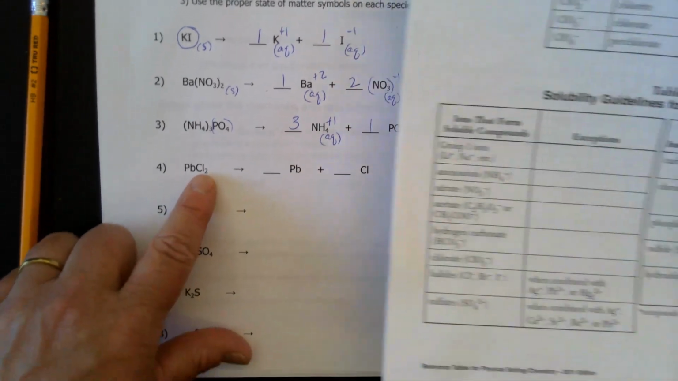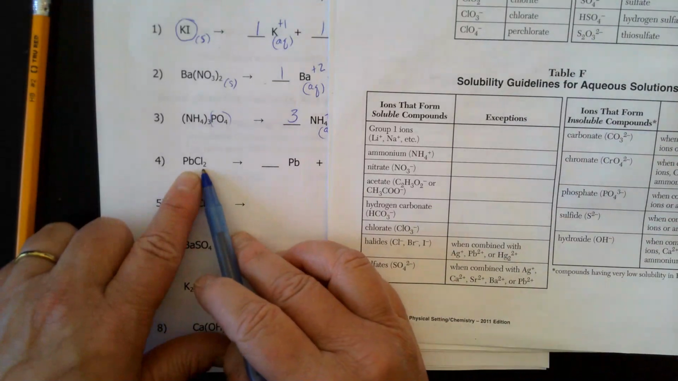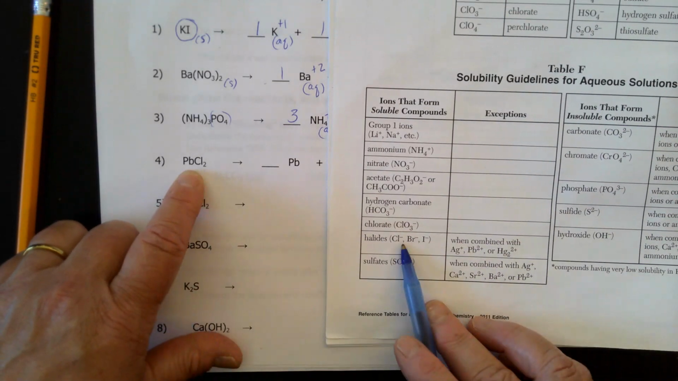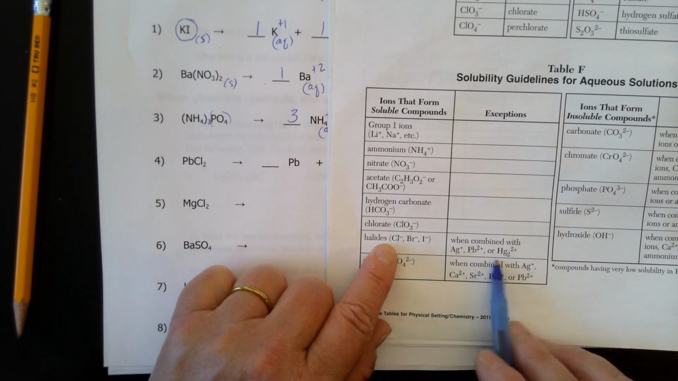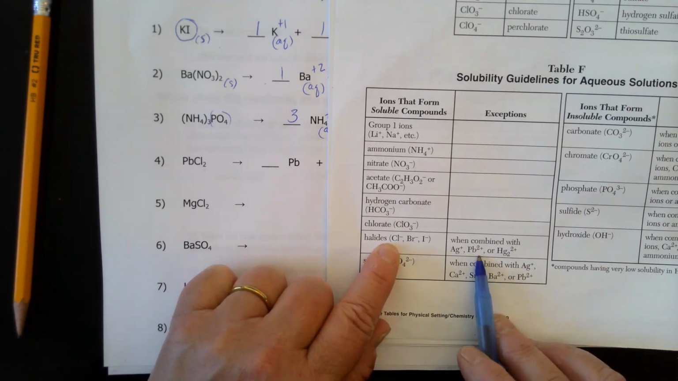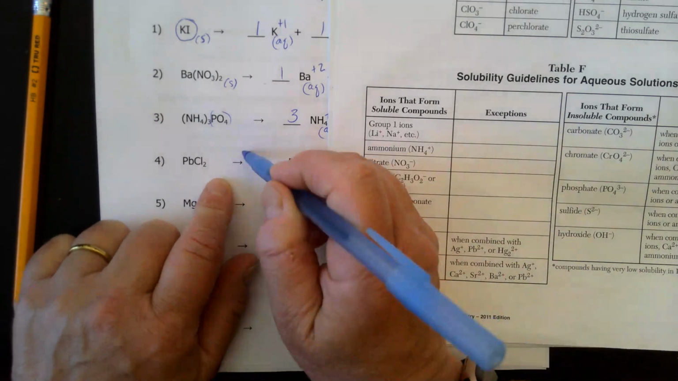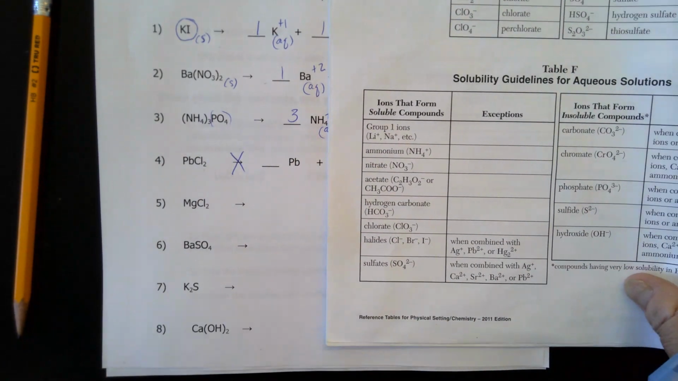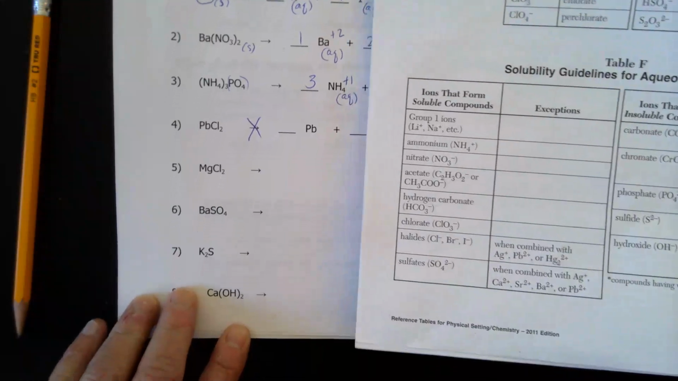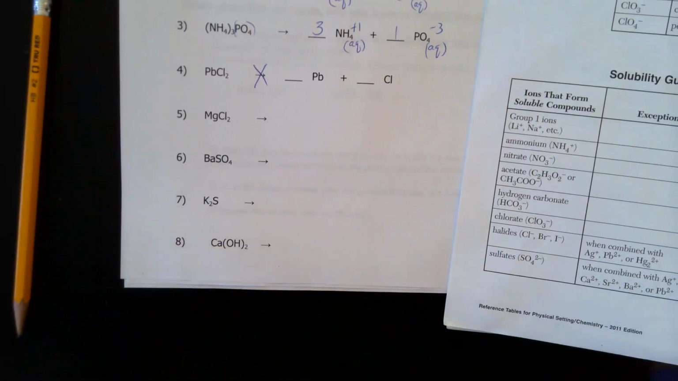All right, PbCl2. I notice that this substance has Cl in it. Chlorides are soluble, except one of the exceptions is when it's with lead. So this will not dissolve, and we're just going to put an X through it and we're done. We're not going to separate it into its ions because it didn't dissolve.